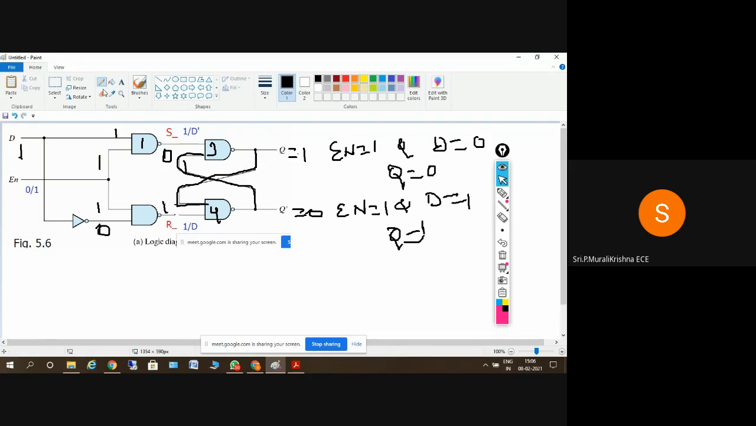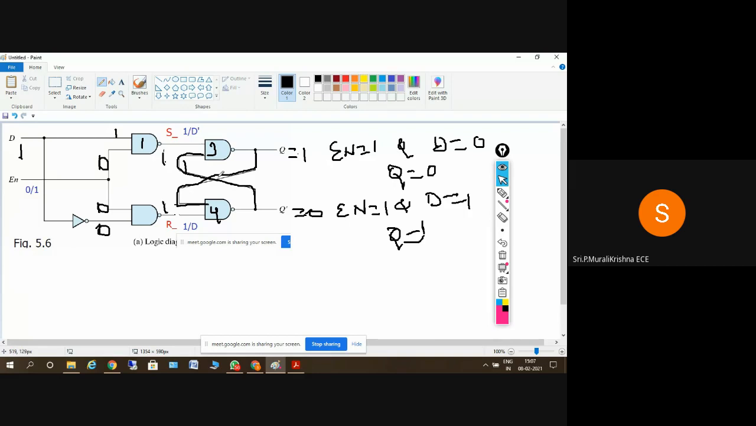So if I take the value of enable as 0, and I consider the previous cases, I'll take the value of D as 1 here, and the previous outputs are equal to 1 0. So check here. When D is equal to 1 and enable is equal to 0, and we use an inverter here, this is 0, so both the outputs are equal to 1 here.